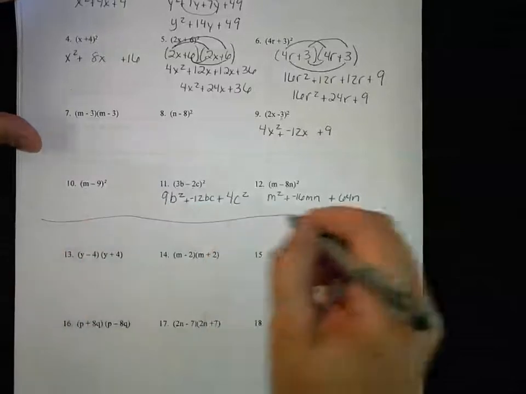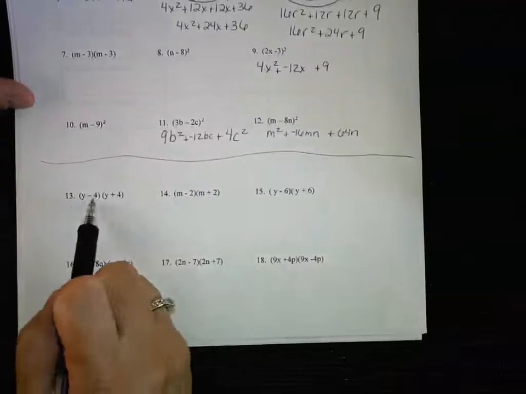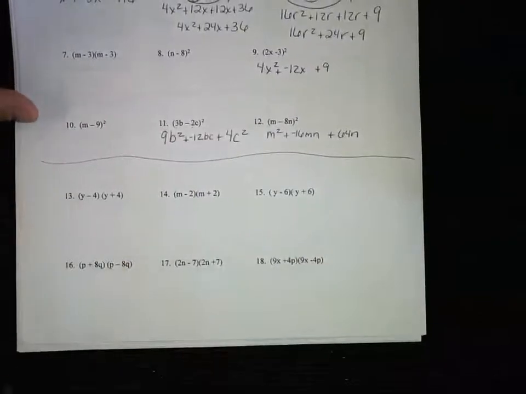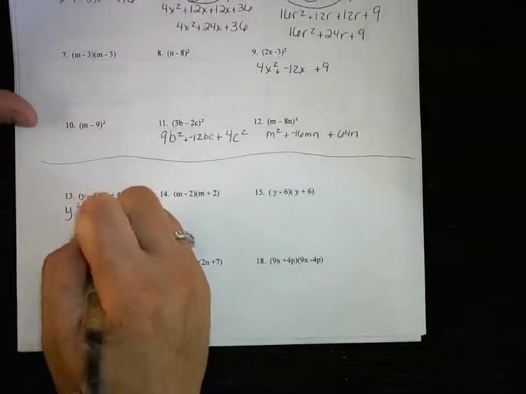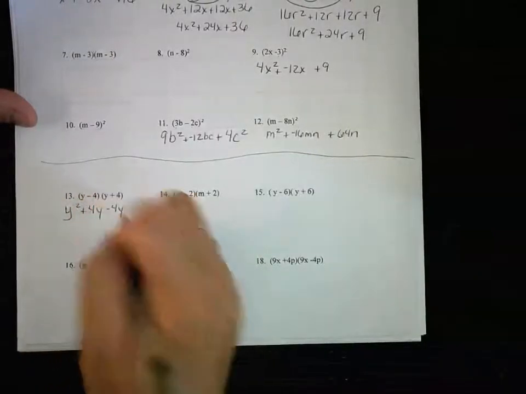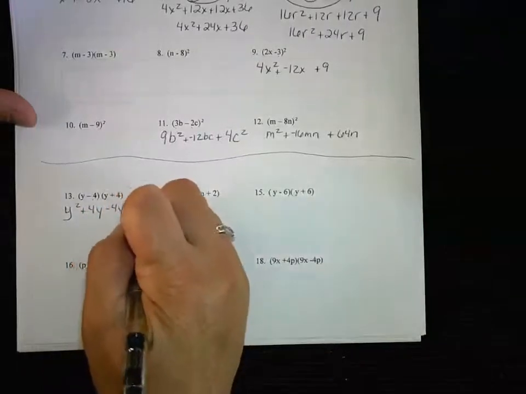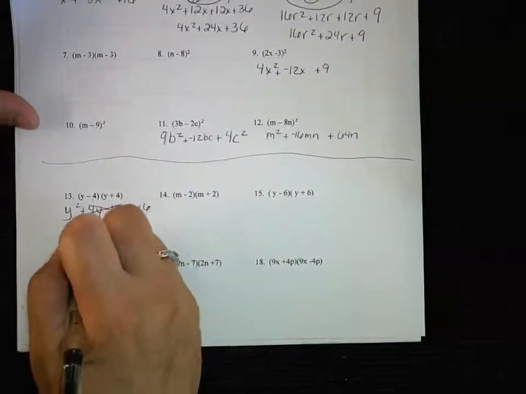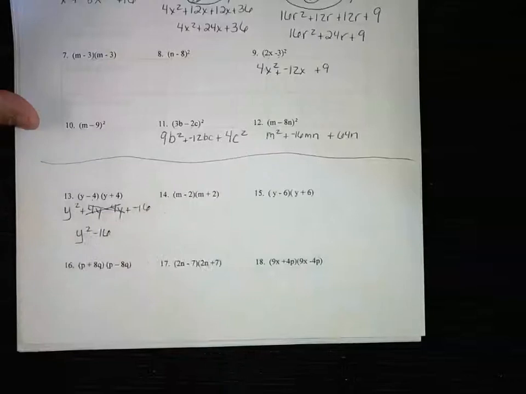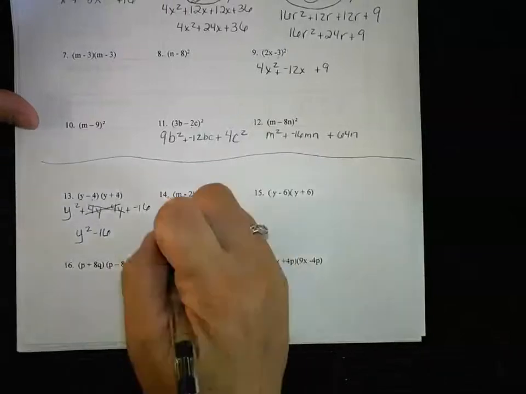Now these last 6 are slightly different. One of these is a plus and one of these is a minus. And when you FOIL this, you will have a y squared plus 4y minus 4y. Negative 4 times negative 4 is a negative 16. These two middle terms cancel out, and you have a y squared minus 16. So when one is an addition, one is a subtraction, those middle terms cancel out.